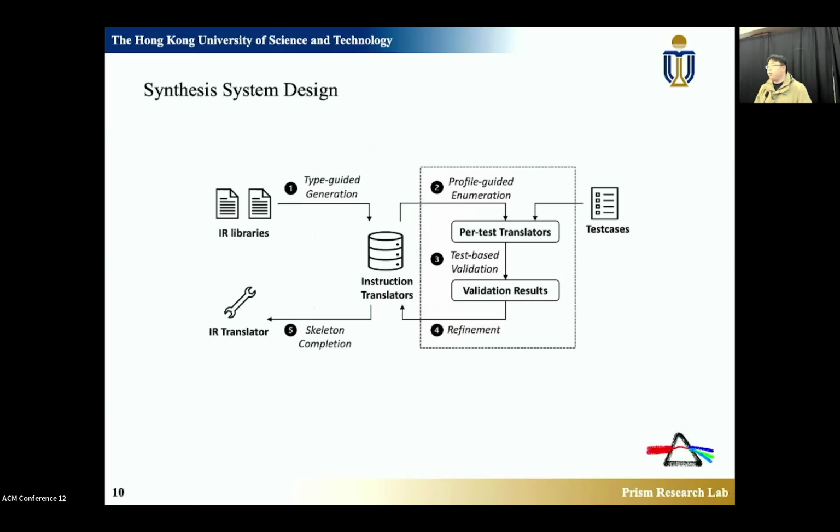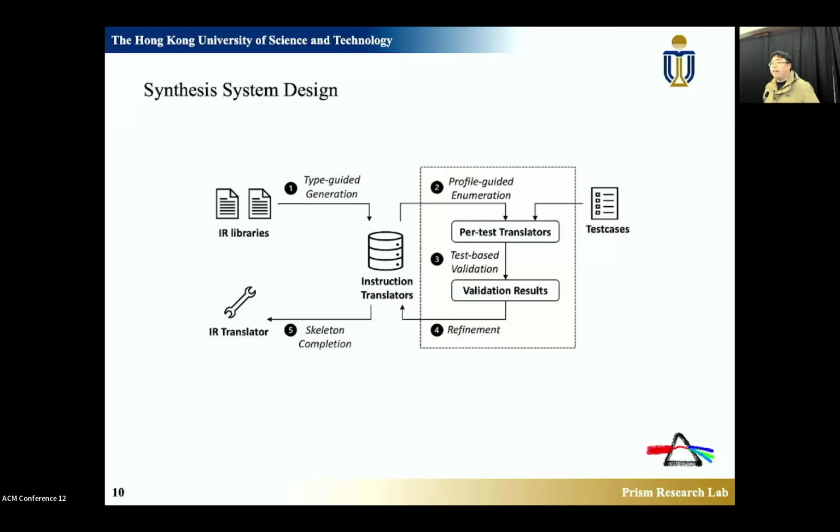To address these challenges, we designed our algorithm Sarah and implemented it as a system. Basically, Sarah takes the IR libraries and test cases as input. It first generates the candidate instruction translators based on the type information so that we can get the well-typed program in the first step. Then we leverage the test cases to do the refinement so that we can discover some incorrect translators for each instruction. The remaining ones we can just use to fill in our version-agnostic skeleton as a result. So this is our basic idea.